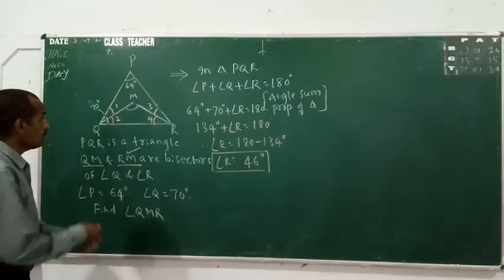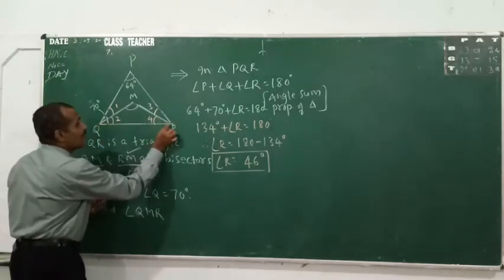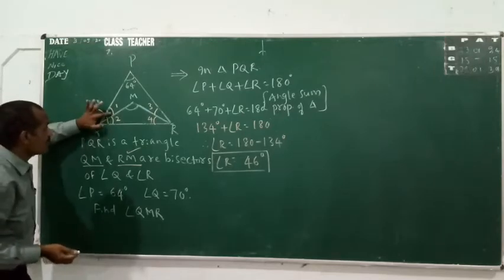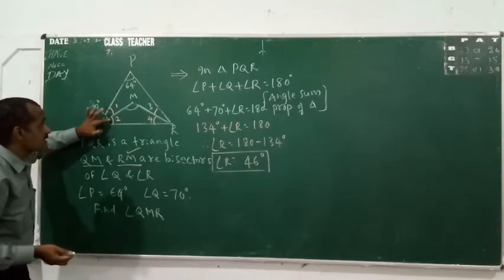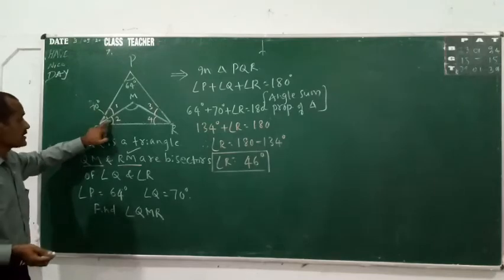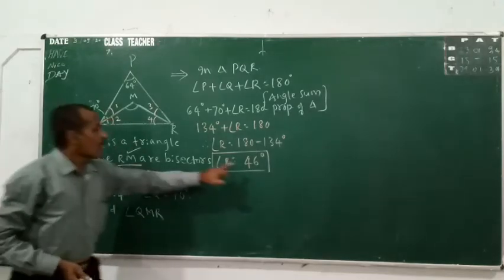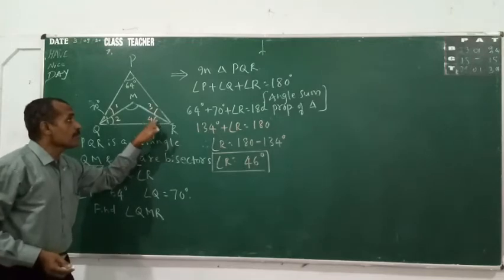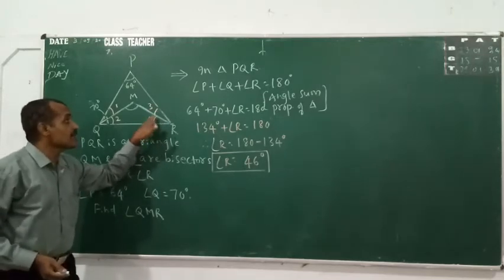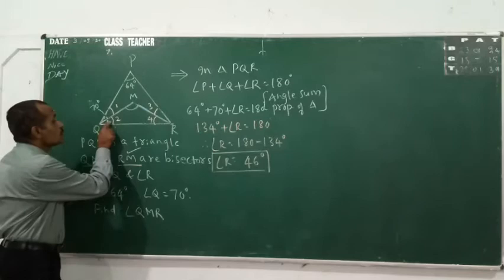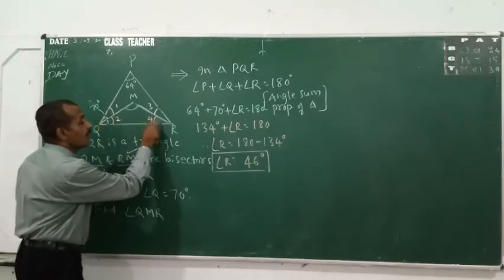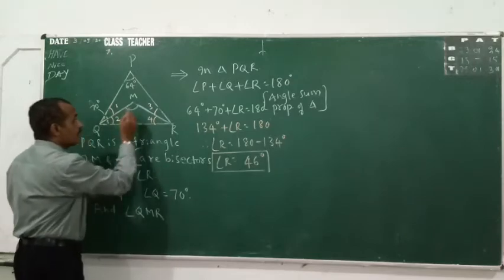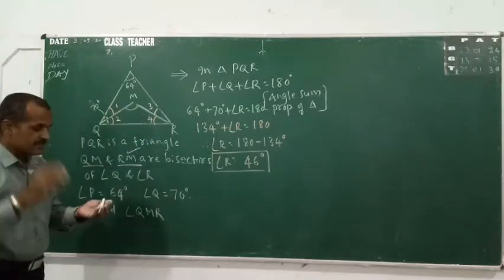Now, what is given? These are the bisectors. This angle is 70, so 70 divided by 2, each angle is equal to 35. This is 35, this is 35. When this is 46 complete, these are the two equal parts, so each angle is 23 and 23. Now this is known, 35, and this is known, 23. Again, using the angle sum property of a triangle, can you find this angle? That is the end of the problem.